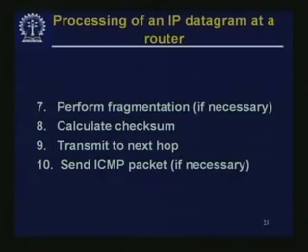Then you calculate the checksum, which is for error detection as we know, and transmit to the next hop, and send an ICMP packet if necessary. ICMP is the Internet Control Message Protocol. Routers may use ICMP packets for talking to each other and sending various messages if necessary. We will see one example at least now and more later.